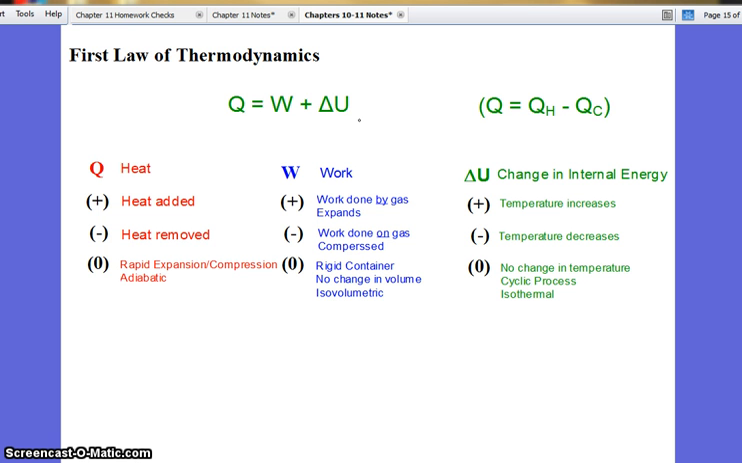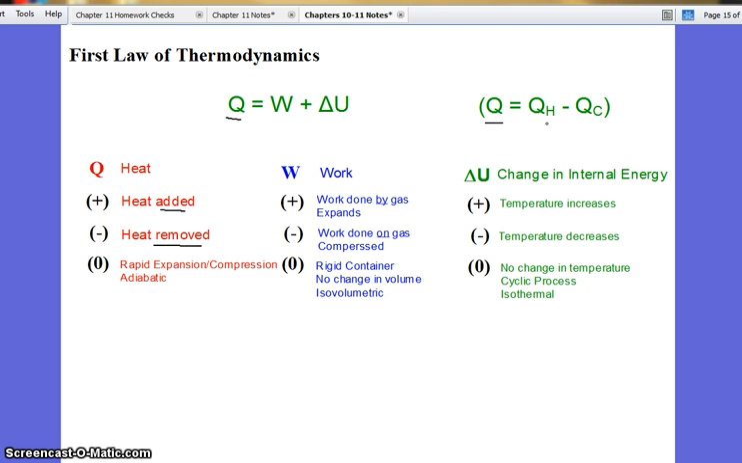When dealing with these values, we want to be careful about when they are positive, when they are negative, or when they could possibly be zero. So we'll go into that in a bit more detail. For one thing, the heat is positive when heat is added, and therefore heat is negative if heat is removed. But remember, this Q refers to the total heat transferred. So if heat is both added and removed, we find our Q, our total heat transferred, by subtracting the heat removed from the heat added.